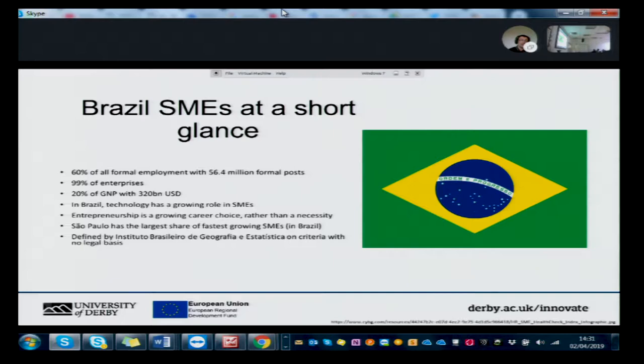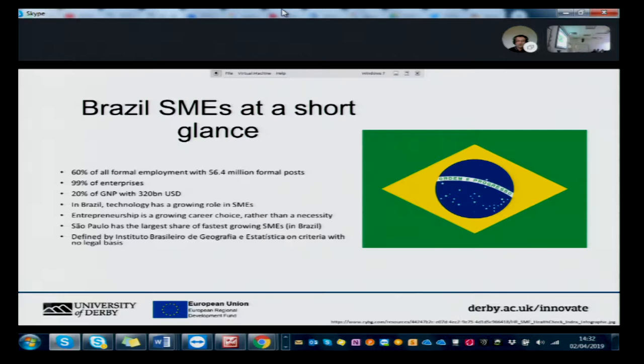As you see, 60% of all formal employment gives us about 56.4 million formal posts. This is several times more than in the case of the whole UK's population. 99% of enterprises would be defined as SMEs, and 20% of GNP, which translates to 320 billion USD, is generated by SMEs. In Brazil, technology is a growing role in case of SMEs' presence, and entrepreneurship is a growing career choice. It's not a necessity. It seems like having your own business is the third top desire of Brazilian people, according to recent surveys. And Sao Paulo has the largest and fastest-growing share of SMEs in Brazil.